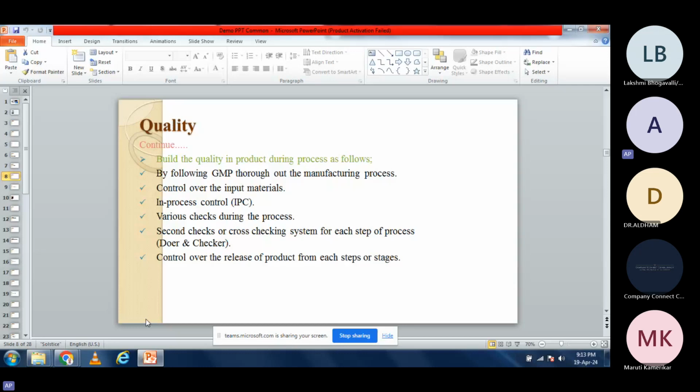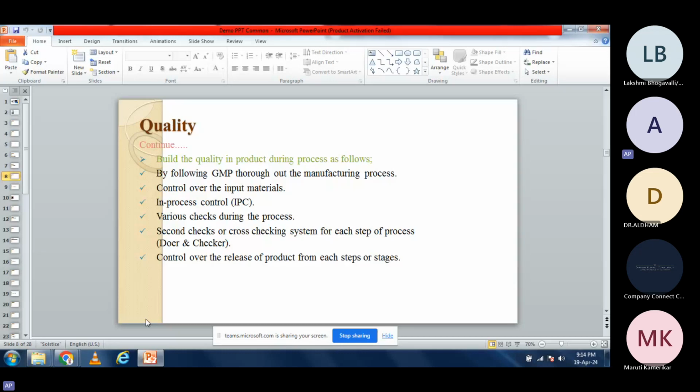Controls over input material. How is quality built up? One is the control over the input material. When any product is manufactured, it is a composition of various components: active drugs are there, excipients are there, and colorants are there. So when we procure these incoming input materials from their manufacturers and control them, our finished product will be a quality product.